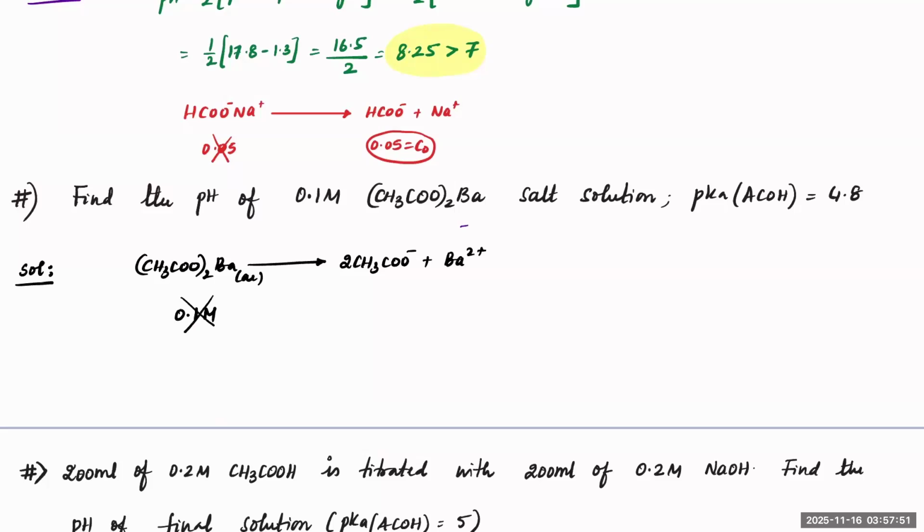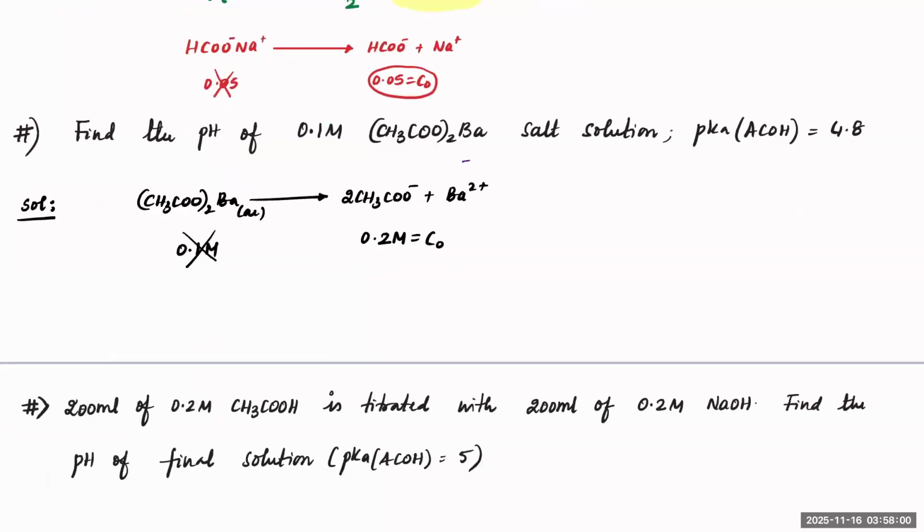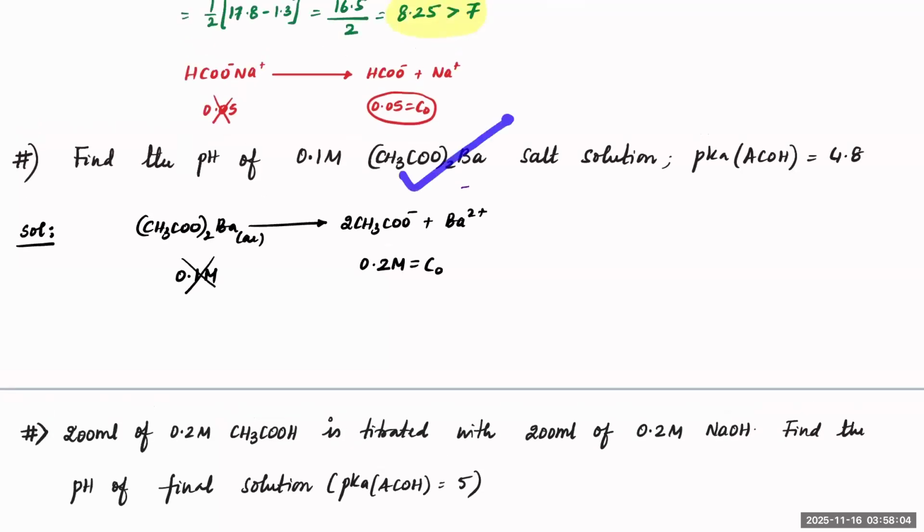But how much will you get? Here you will get 0.2 molar. And this is your C naught value. So, clear? That is where you need to be a little cautious. So C naught value is not directly salt concentration. It is the salt ion concentration which is undergoing salt hydrolysis. And now you can calculate pH easily.